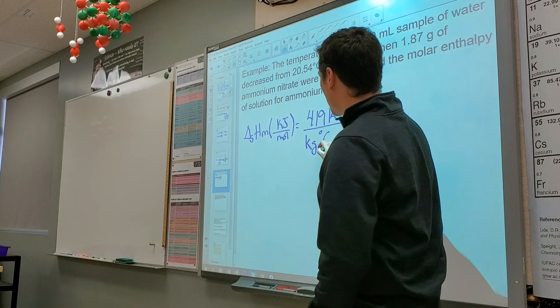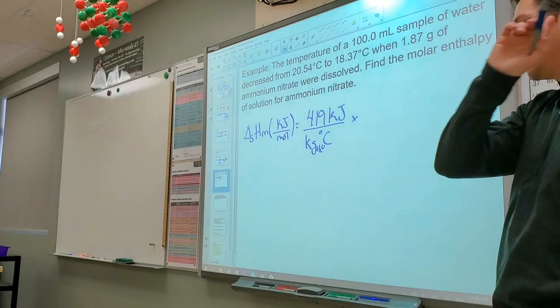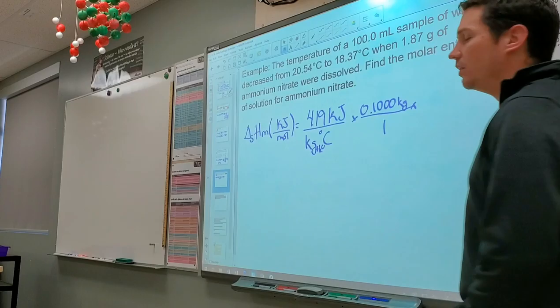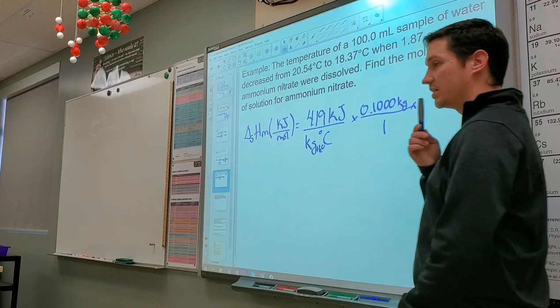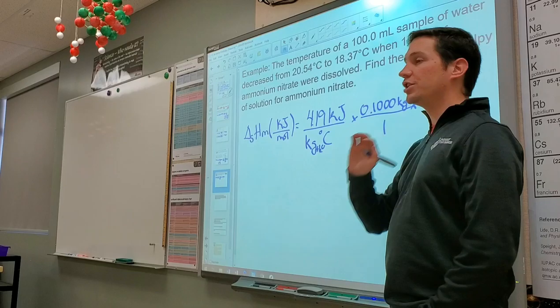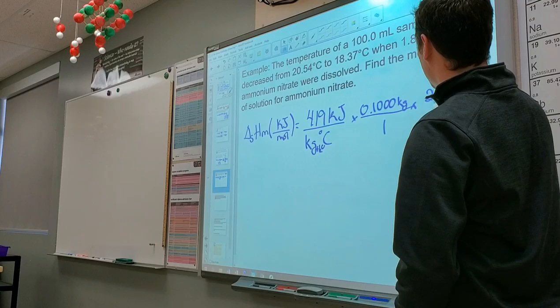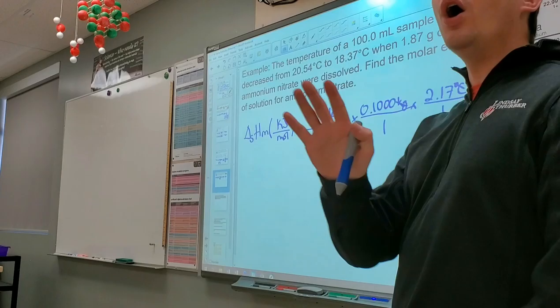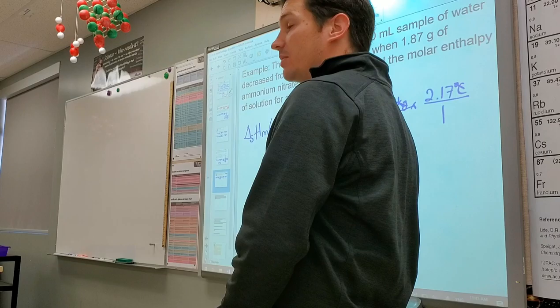People are going to be so tempted to cancel out kilograms with grams of ammonium nitrate. You cannot do that. This represents kilograms of water. So let's cancel out the kilograms of water. How many kilograms of water do we have? 0.1000 kilograms of water. Can we cancel out the degree Celsius? What does the degree Celsius in this value represent? The change. As long as you have the change, then you can cancel it out. So it's 2.17 degrees Celsius. So kilograms and kilograms and degrees Celsius and degrees Celsius. We're left with kilojoules.